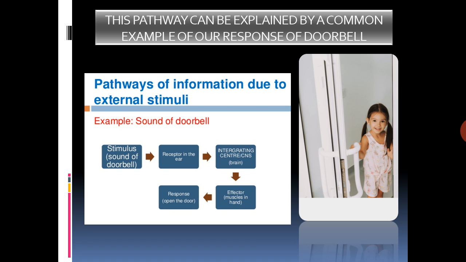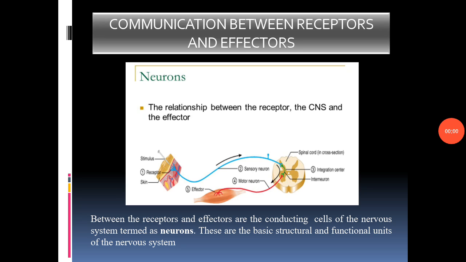From the brain, these nerve impulses are transmitted to the muscles in our arm or in our hand. The muscles in the arm carry out the response and open the door. The nervous system detects and responds to changes inside and outside the body. Receptors are structures at the end of the nerve fibers that detect changes in the environment, like I have said, the stimuli, and turn them into electrical impulses.